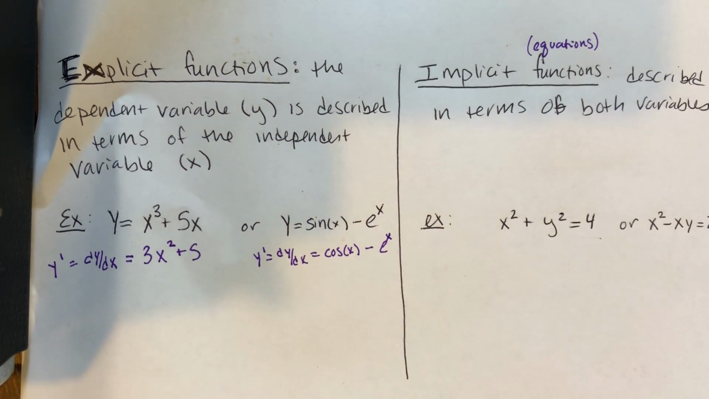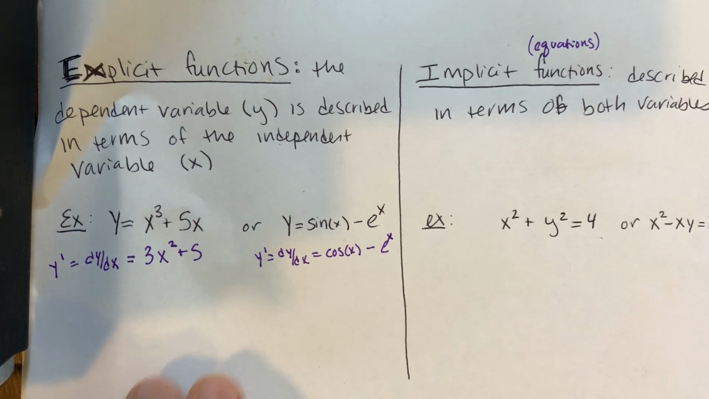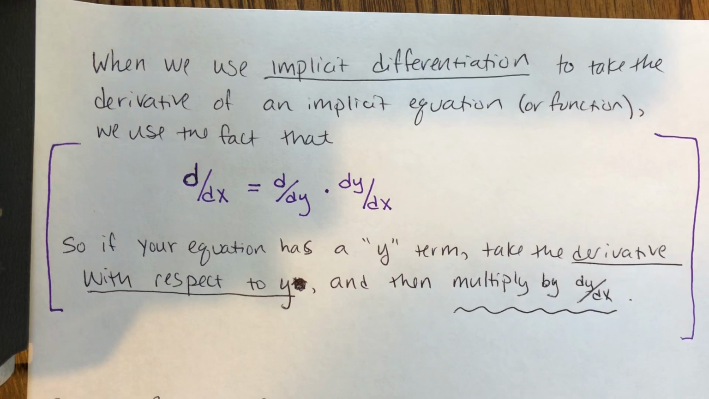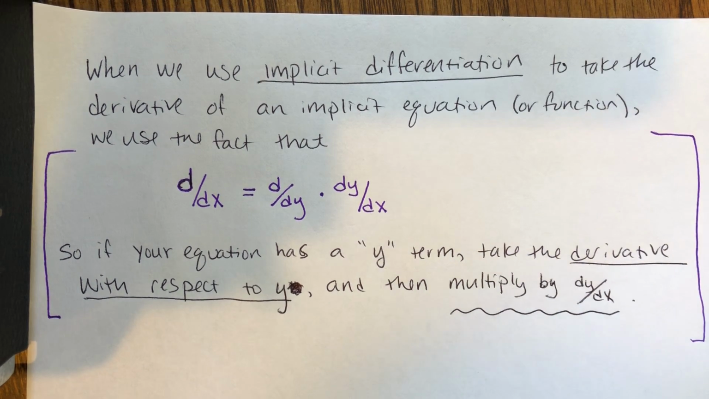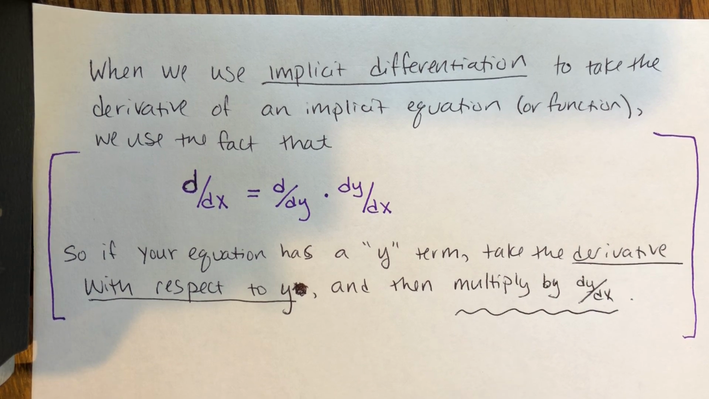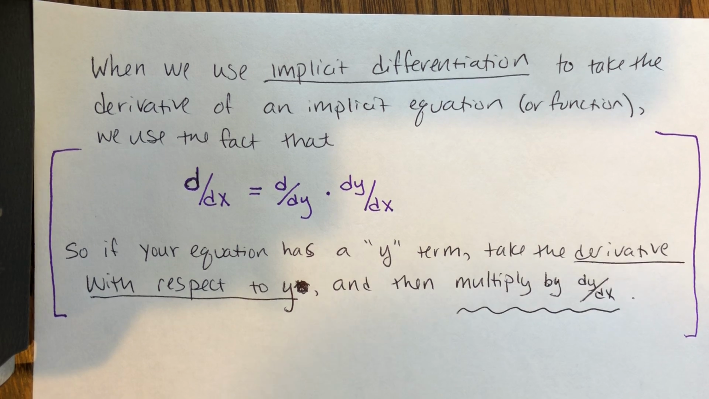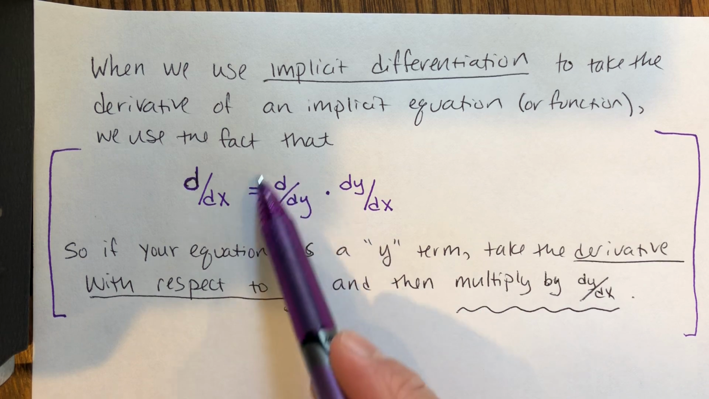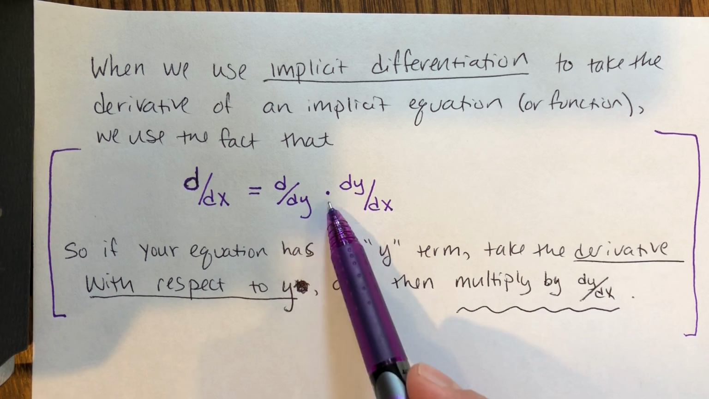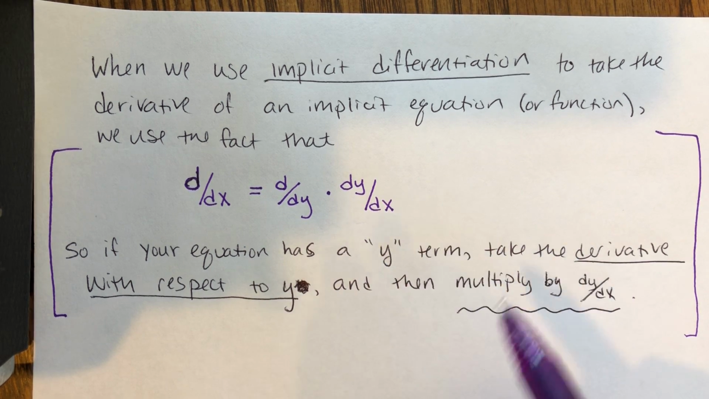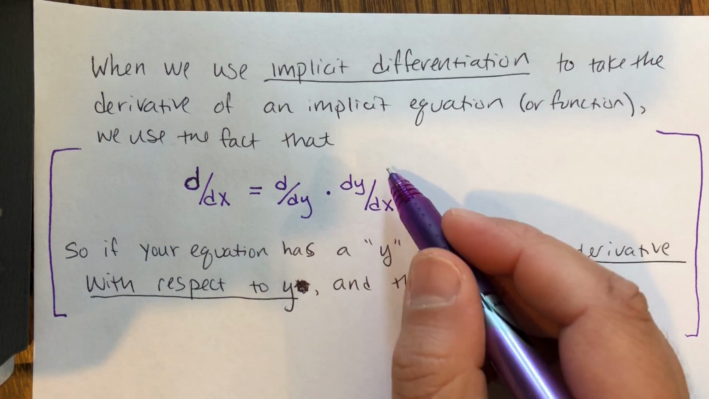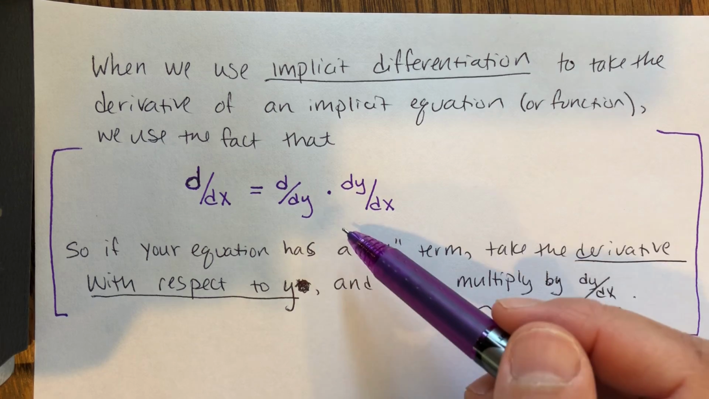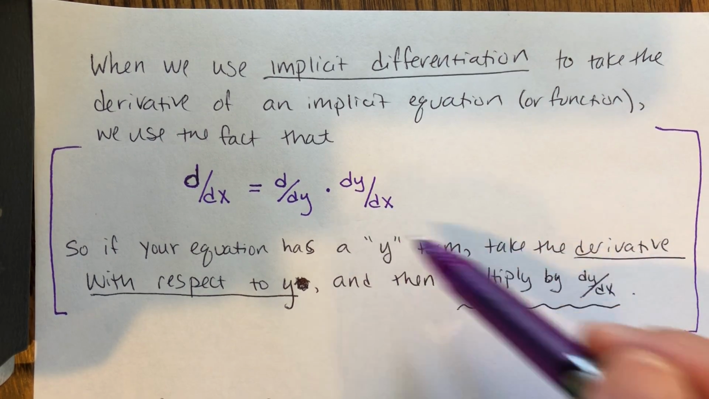So for something like this, we need to use something called implicit differentiation, right? Differentiation for equations that are written implicitly. When we use implicit differentiation, we take the derivative of an implicit equation, and we make use of the fact that the derivative with respect to x can be thought of as the derivative with respect to y, or some other variable, times dy/dx. Right? In some sense, you can think about this denominator and this numerator sort of canceling, although that's not exactly how it works. But that's good enough for our purposes to see how we would take this derivative.